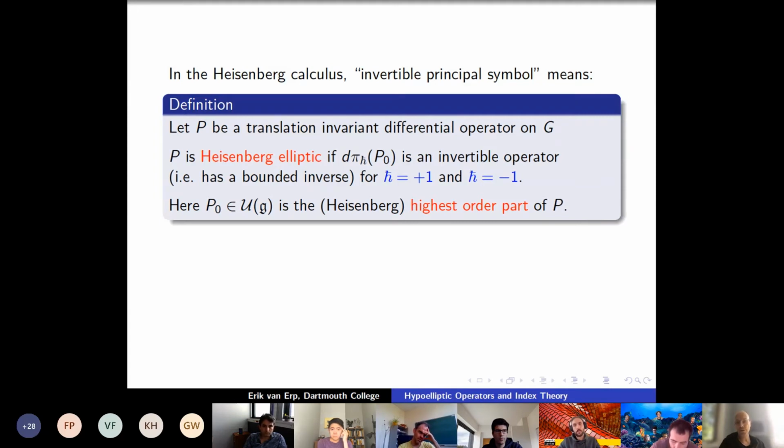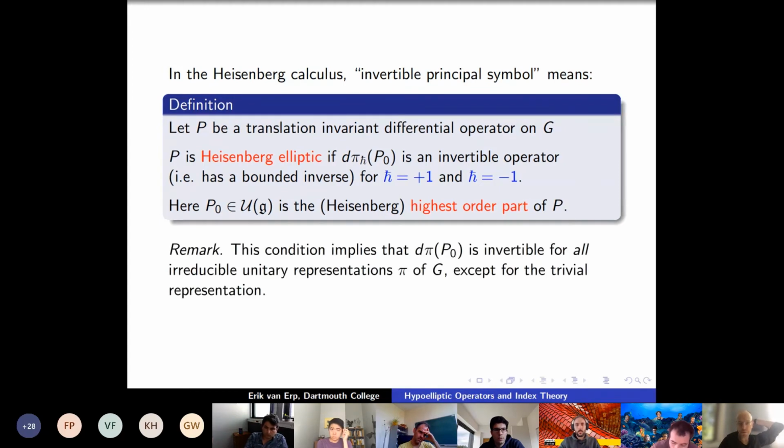You want this. You take the highest order part of your operator. It's translation invariant. You represent it in one of the Schrodinger representations for some value of h bar, and then it has to be invertible. Now, let me unmask the remark.